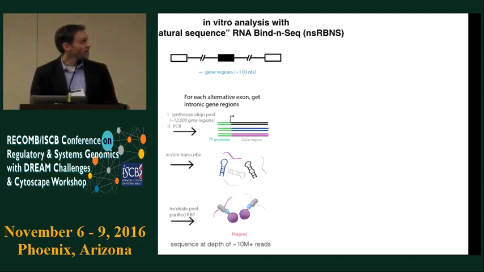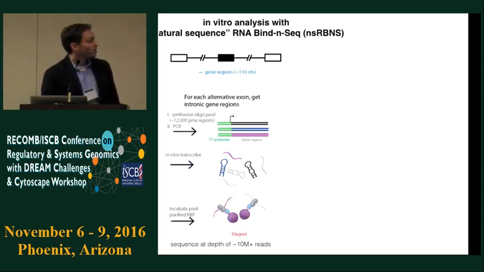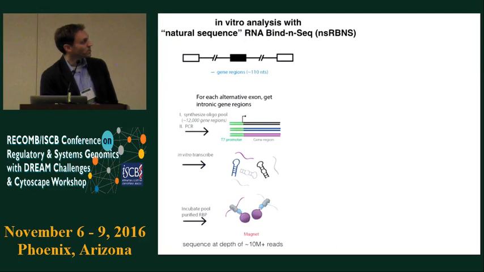bind-and-seq, or RBNS assay. And so here we synthesize a pool of oligos. These are regions of about 110 nucleotides that we designed from flanking alternative exons, either upstream proximal, upstream distal, or downstream. And then we order them by array synthesis. We add a T7 promoter. We in vitro transcribe, and then we have RNA representing these natural sequences.